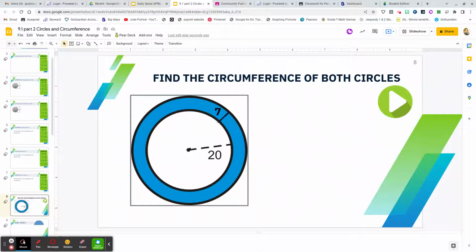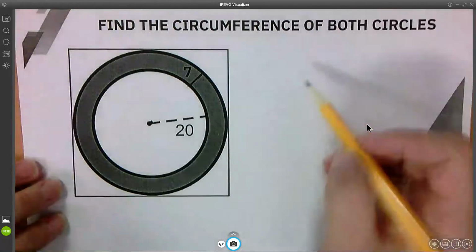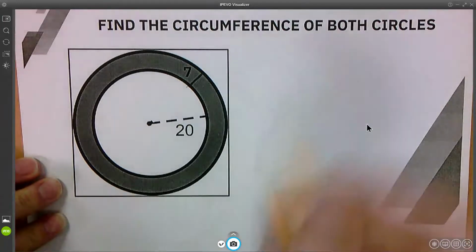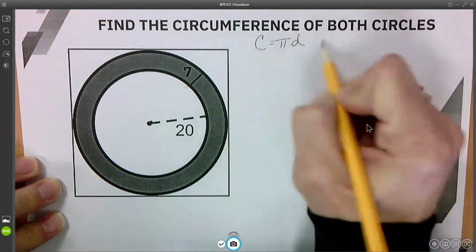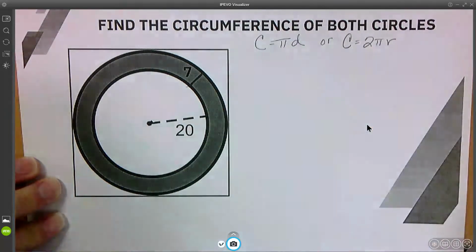Let me go on over to my camera. And we can see that it's two separate circles. So I'm going to have to find the circumference twice, but I have to decide again what formula to use. Do I want to use the formula that includes diameter? Or do I want to use the circumference formula that includes radius? And that depends again on what is given. So we're going to separate the two circles.